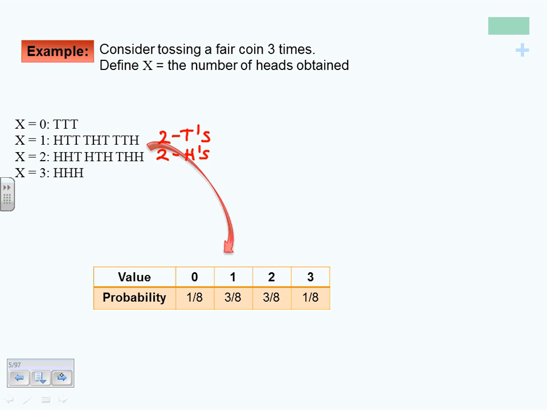If I wanted to make a probability distribution, I'm just labeling x of 0 as getting all 3 tails. When it's 1, it's getting 2 tails. When it's 2, it's getting 2 heads. And when it's 3, it's getting all 3 heads. So in my probability distribution, I could see that 0 happened 1/8, 1 happened 3/8, 2 heads happened 3/8, and 3 heads happened 1/8 of the time.